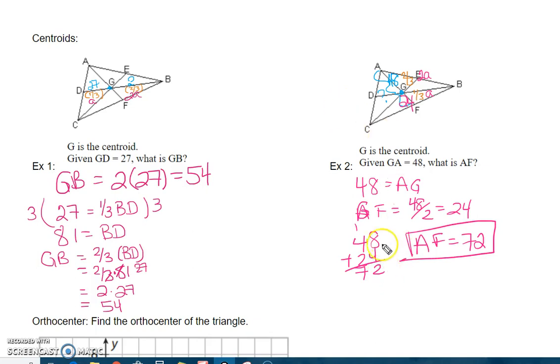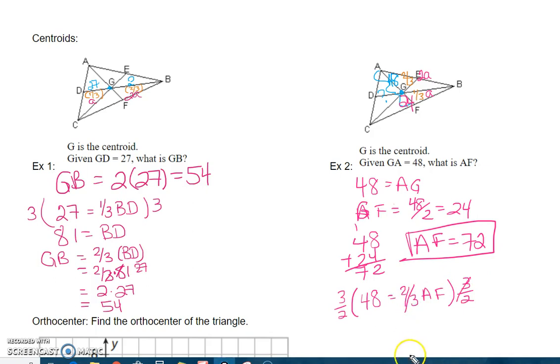I can also solve it a different way. If I know 48 represents 2/3 of the length AF, then similarly, all I have to do is multiply by the opposite, or the reciprocal, which is 3/2.